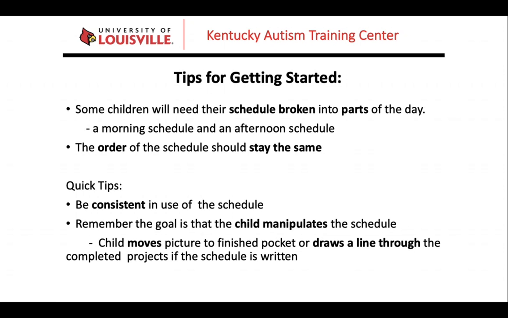Some additional tips. Some children will need their schedule broken down into parts of the day. A morning and an afternoon schedule are a great place to start if you're unsure of how the schedule was being done at the child's class. But some individuals need a more narrow time frame. So they might do better with even just 1 hour of a schedule being available to them to access at any given point. The order of the schedule should stay the same to the best of your ability. This helps provide consistency and routine, and everyone appreciates that.